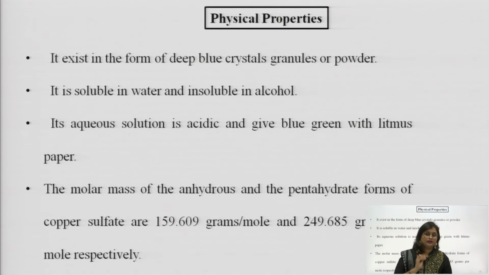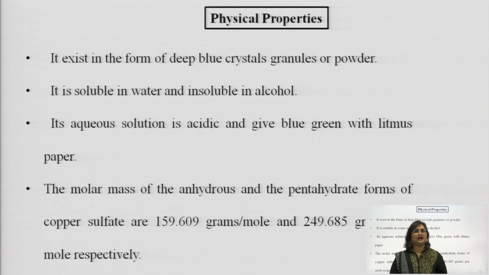What are the physical properties of copper sulphate? Copper sulphate exists in the form of deep blue crystals, granules or powder. It is soluble in water and insoluble in alcohol. Its aqueous solution is acidic and it gives a blue-green color with litmus paper.